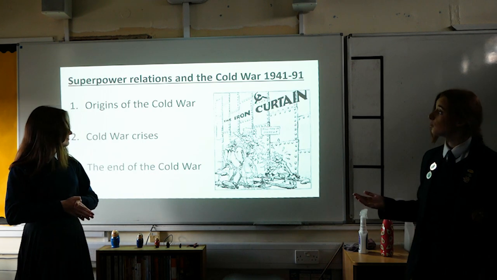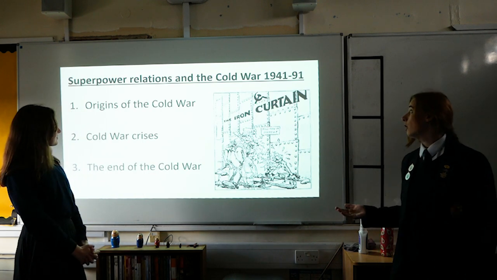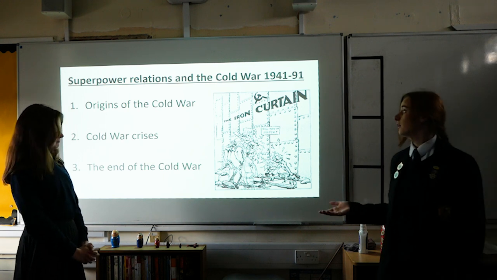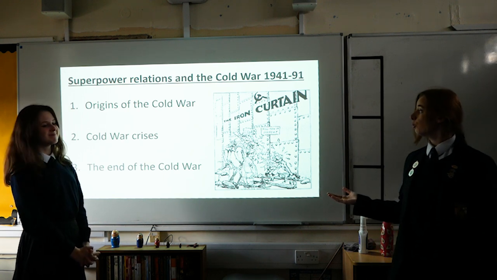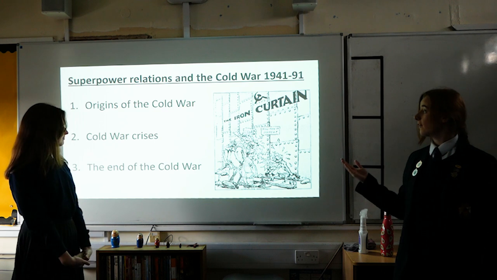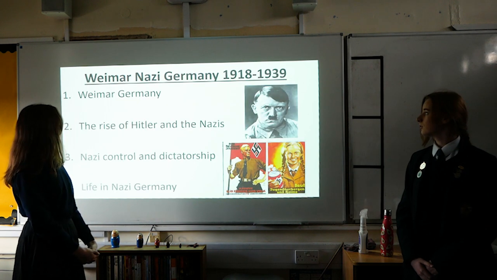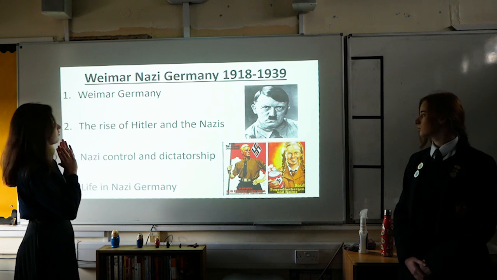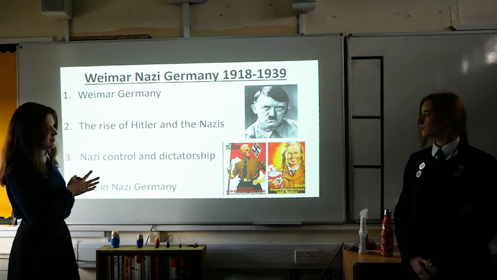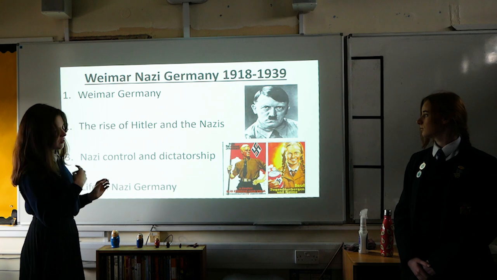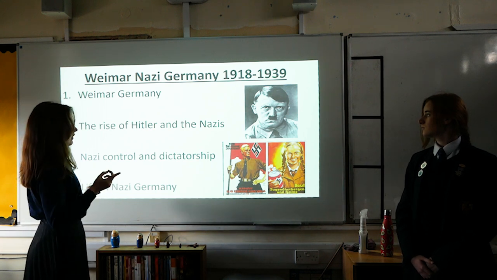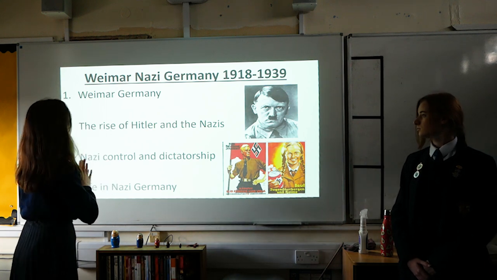basically. Next topic is superpower relations and the Cold War, 1941 to 91. We learn about the origins of the Cold War, Cold War crises, and the end of the Cold War. And then we also go on to Weimar and Nazi Germany from 1918 to 1939. So after World War I and towards the end of the second one.